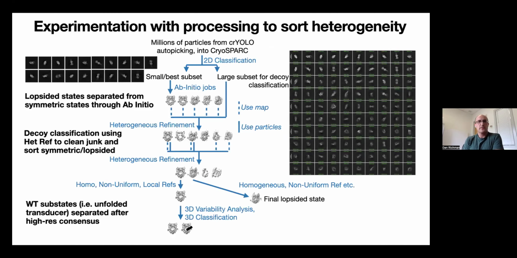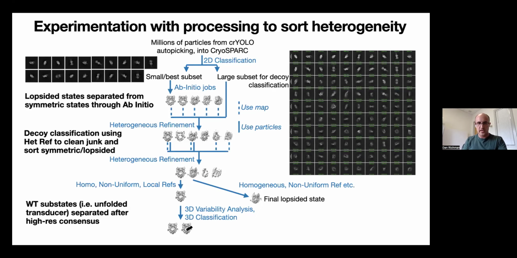Data processing also took a little bit of experimentation to figure out because, especially with orientation distribution bias, there are rare views hiding, low population. They can be masked in 2D cleanup a bit, and it's very important to not throw out too many 2D classes. So we mostly used a 3D cleanup approach called decoy classification.